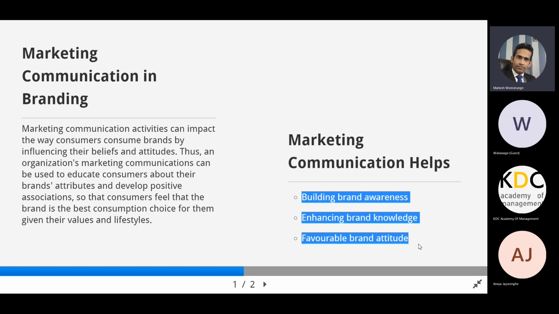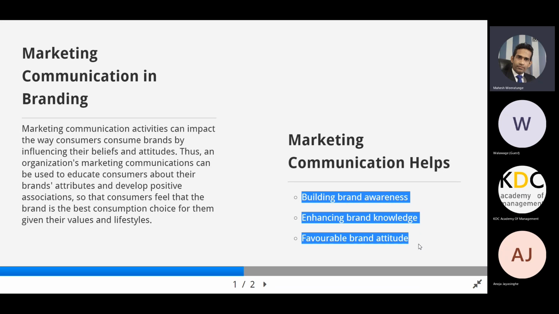Because no matter what we communicate or how we communicate, if our target market and target audience do not respond to the brand positively, which means they do not positively accept the brand, then there won't be any favorable attitude towards the brand. So we need to make sure our communication strategies are building a favorable attitude towards the brand in the mindset of the consumer. If not, our communication will not be effective.